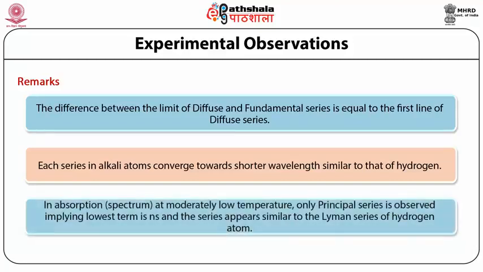In the absorption spectrum at moderately low temperature, only the principal series is observed, implying the lowest term is nS, and the series appears similar to the Lyman series of the hydrogen atom.